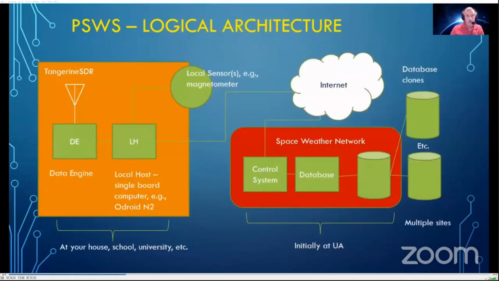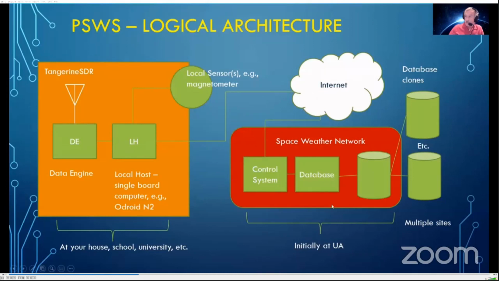Let's talk about the logical architecture of the personal space weather system. On the left, you see the Tangerine software-defined radio in that orange box. That is the Tangerine itself, including the data engine and local host, which I'll talk a little bit more about later. Some local sensors, such as a magnetometer, can also be added in order to study the magnetic environment at your location.